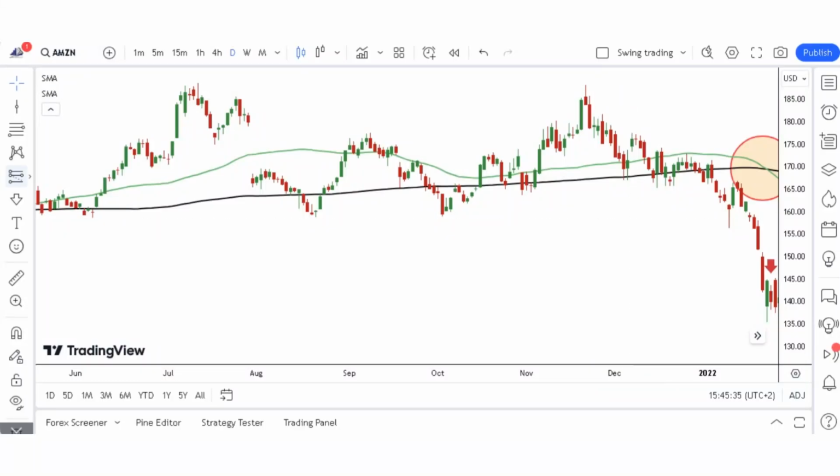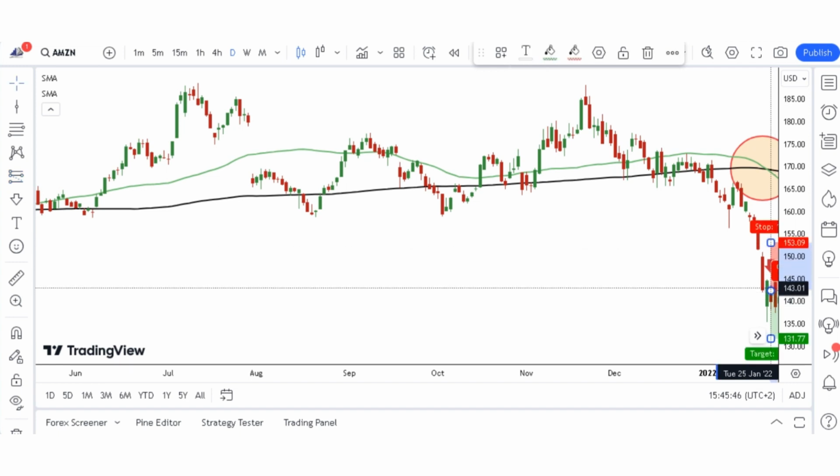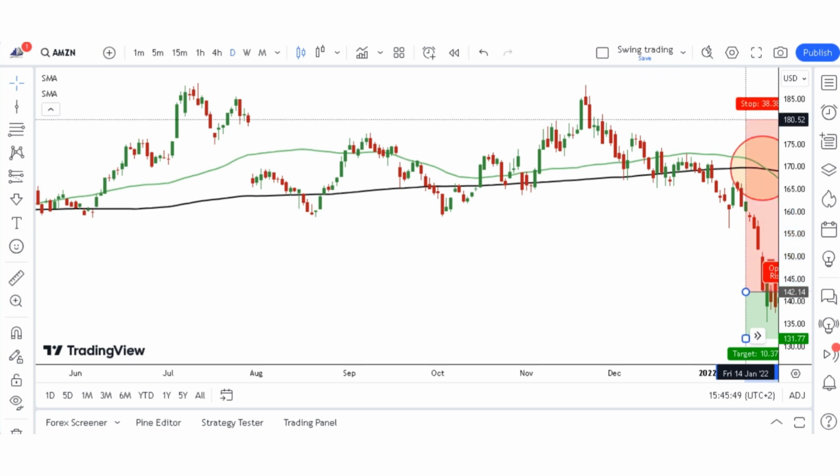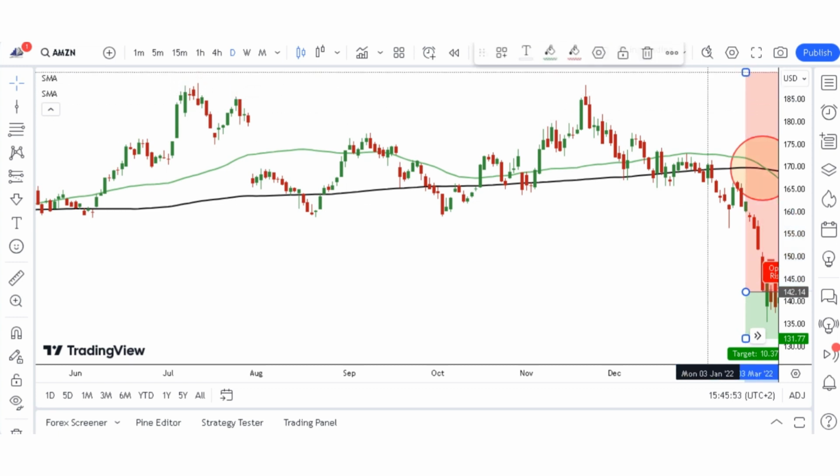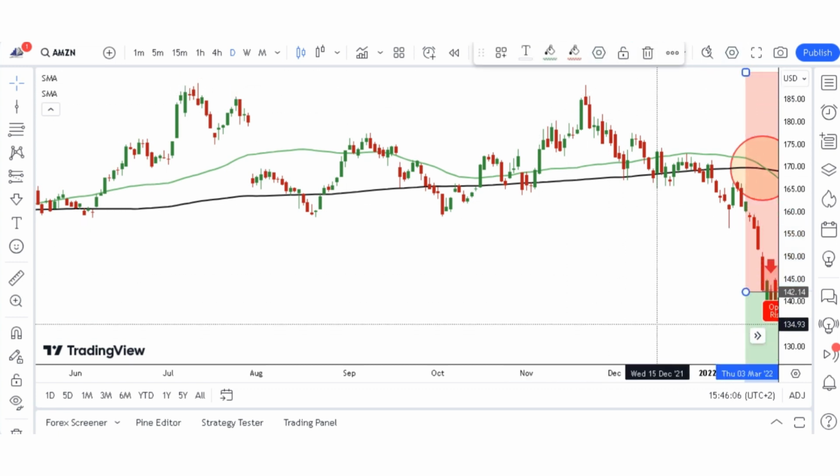Let's say on this example that we short sell the stock immediately after the crossover. We sell the stock, we set a stop loss above the most recent high, and we wait until we see the next moving average crossover to the upside to close our position.